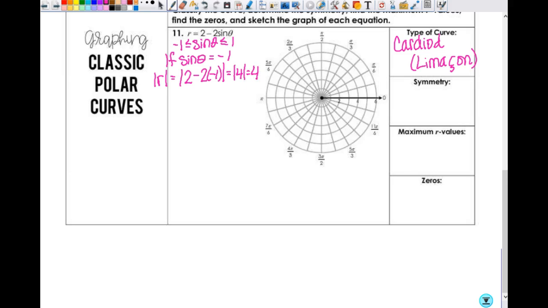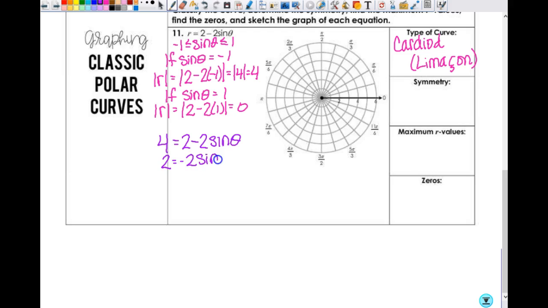By itself, that didn't tell me much because I got to know if it's the biggest, so I have to do the other. So I have something to compare. Then I say if sine theta is equal to a positive 1, then the absolute value of r equals the absolute value of 2 minus 2 times 1, which is 0. So now we can tell which one's the biggest, right? That would be 4. So then we have to figure out what the angle is at that maximum r value. So 4 equals 2 minus 2 sine theta. So this gives me 2 equals negative 2 sine theta. So negative 1 equals sine theta.